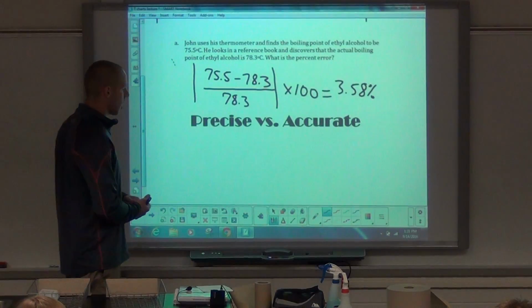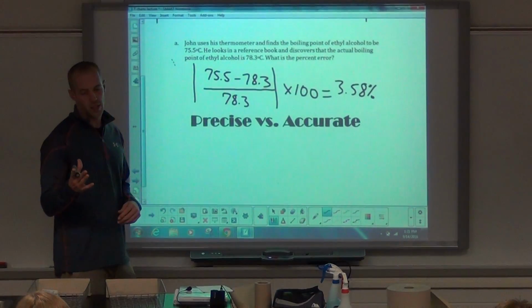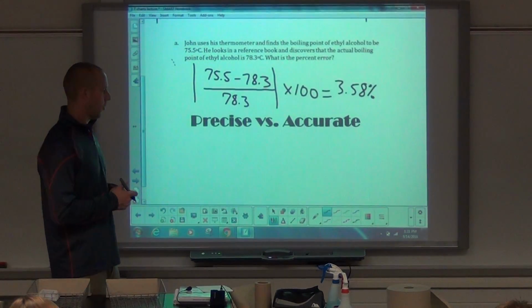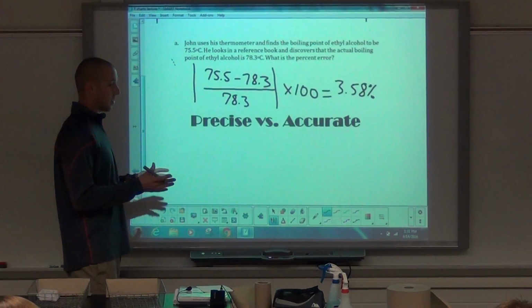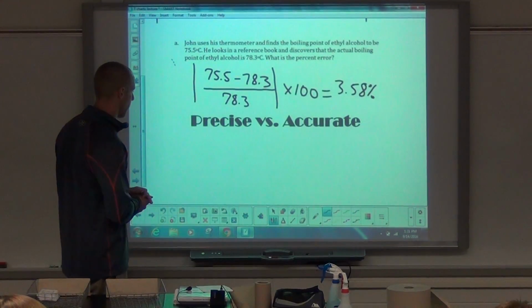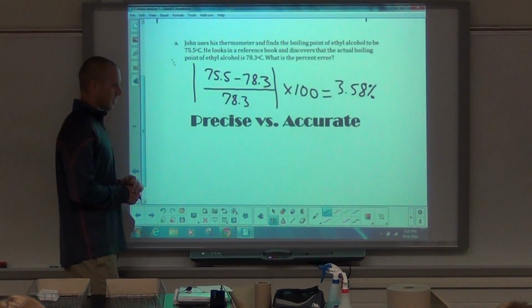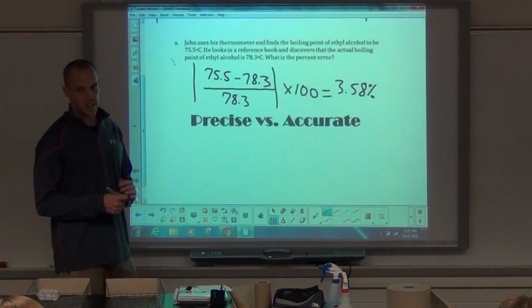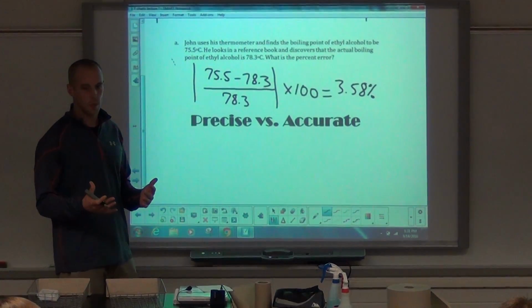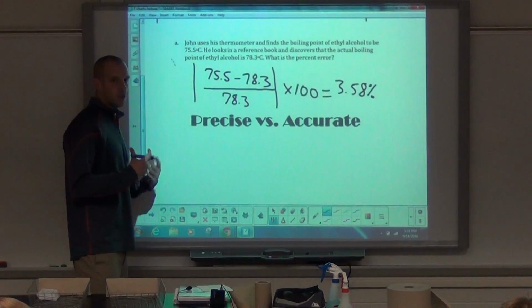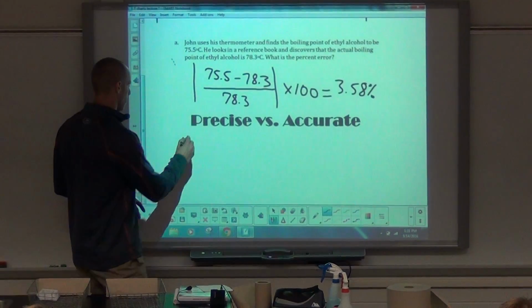Okay, so when we talk about something being precise, and now this is on the front half of that sheet, we're not going to actually go through an example, but that's where the questions related to this are. So when something's precise, it's basically a repeatable action. It means you're finding repeatable results each time. Okay?